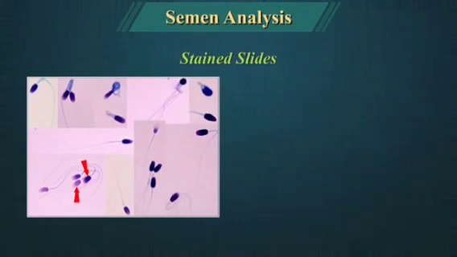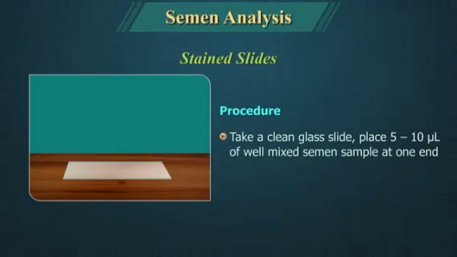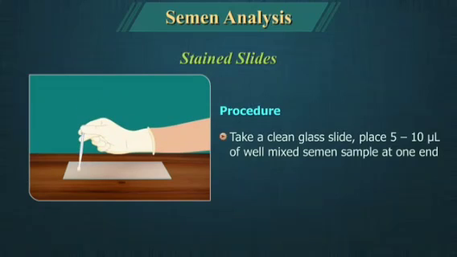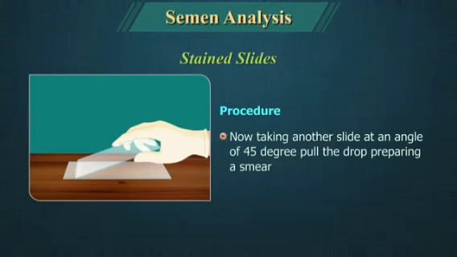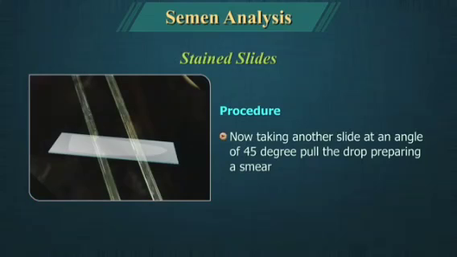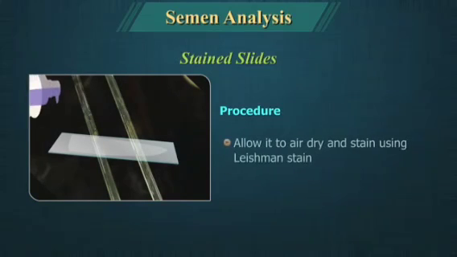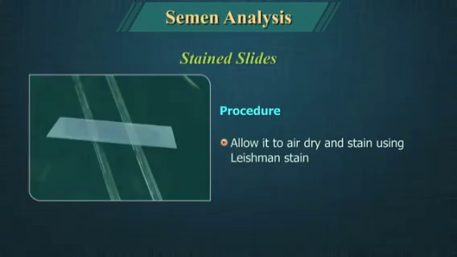Stained slides for morphology. Leishman stained smears are used to study sperm morphology. Take a clean glass slide, place 5 to 10 microliters of well-mixed semen sample. Now taking another slide at an angle of 45 degree, pull the drop of semen, preparing a smear. Allow it to air dry and stain using Leishman stain.